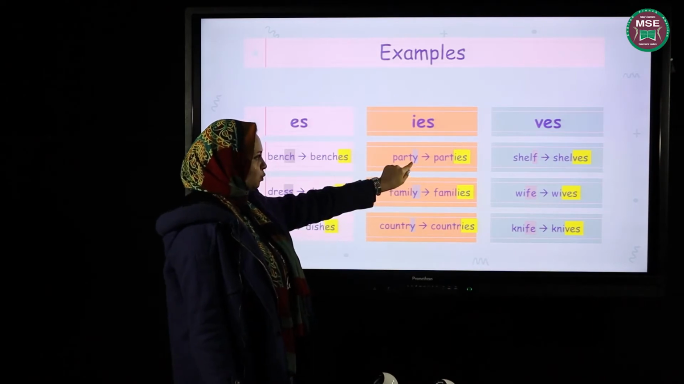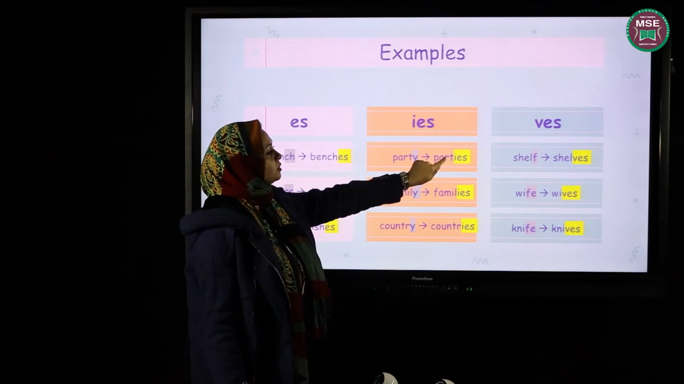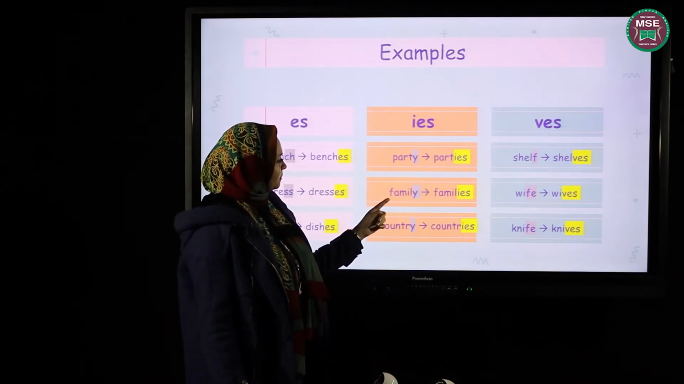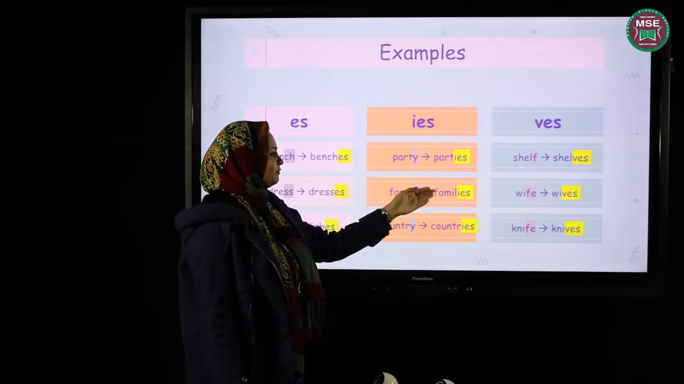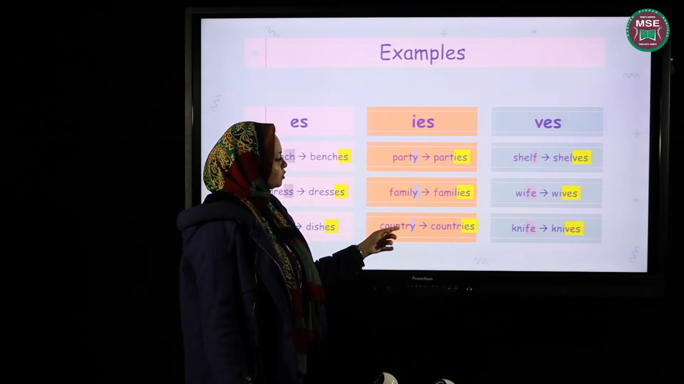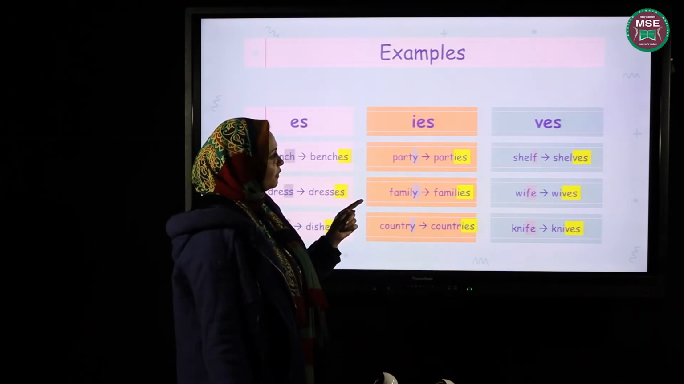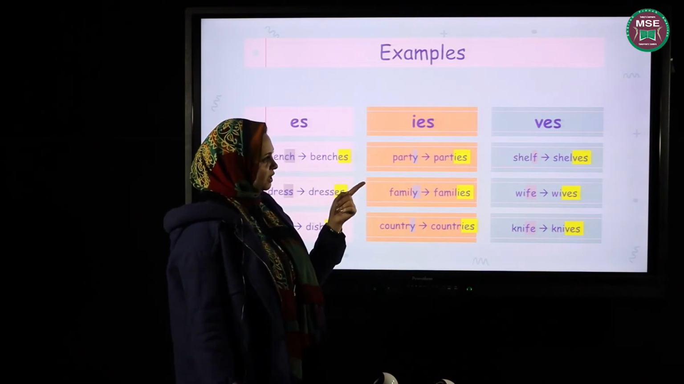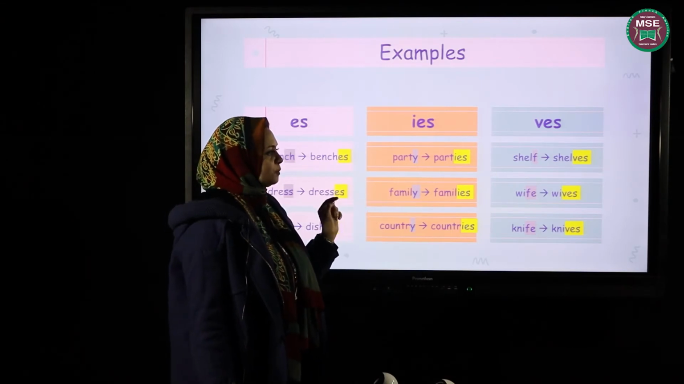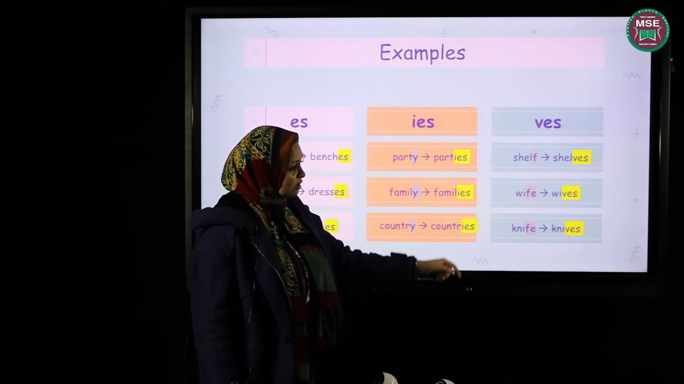IES: party ends with Y, and before the Y is a consonant, so we're gonna put for it IES to be parties. Family ends with Y and before the Y, L, to be families. Country, Y and before the Y, R, so you're gonna cross it out and put IES. And here is shelf, you're gonna cross the F out and put VES to be shelves. And wife, we're gonna cross out the FE to be wives. And knife ends with FE, we're gonna cross them out to be knives.